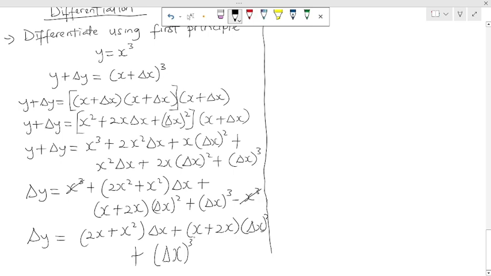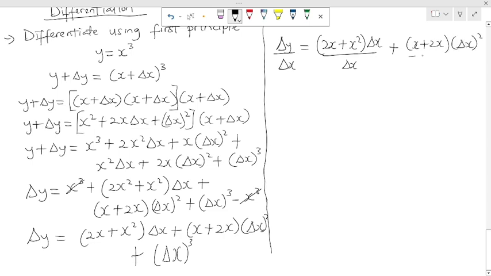Alright, so dividing all through by change in x, we have change in y over change in x is equal to 2x plus x squared change in x all over change in x, plus x plus 2x change in x squared all over change in x, plus change in x raised to power 3 all over change in x.